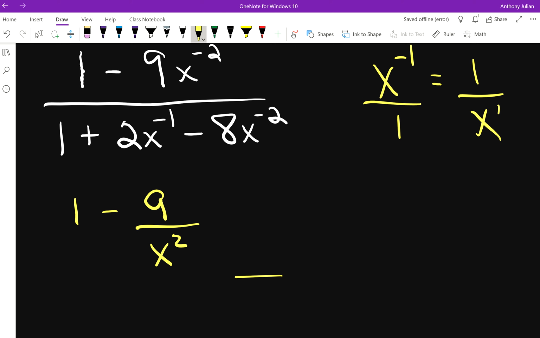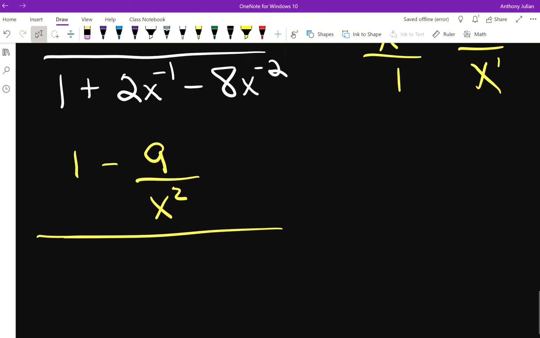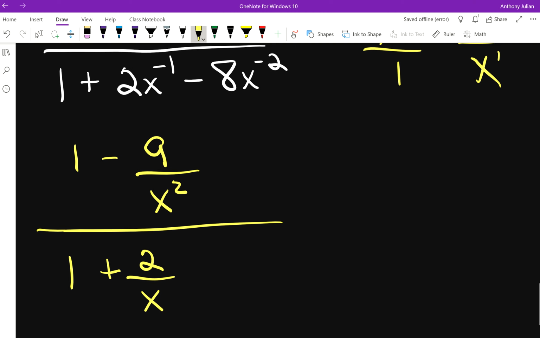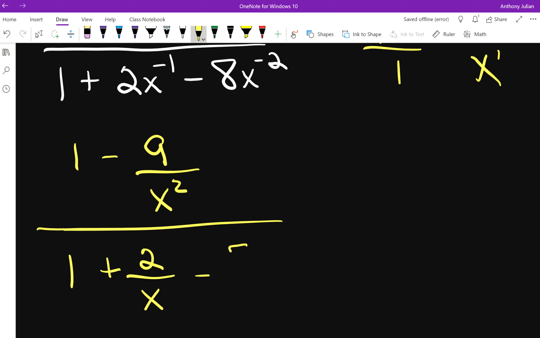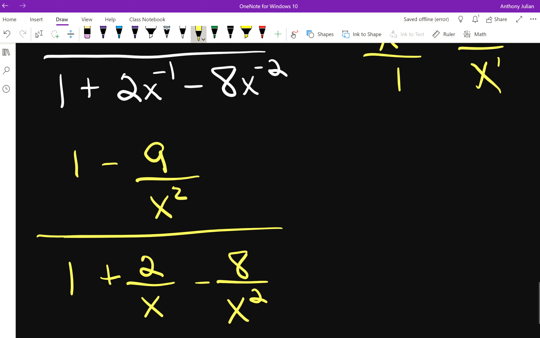All right, and that's going to be all over, the same thing I'm going to do in the denominator. So that means it's going to be 1 plus 2 over x to the first minus 8 over x squared. And that's how I turn those negative exponents positive. All right, now we've got a similar problem to what we had previously in example 5.